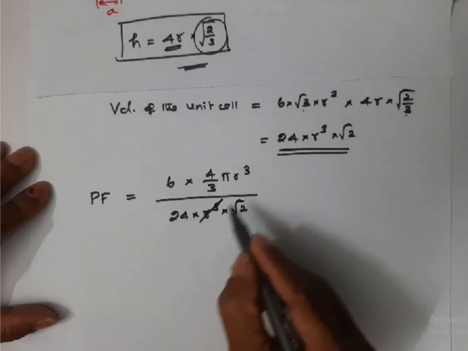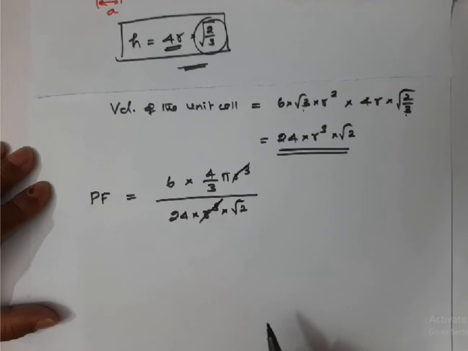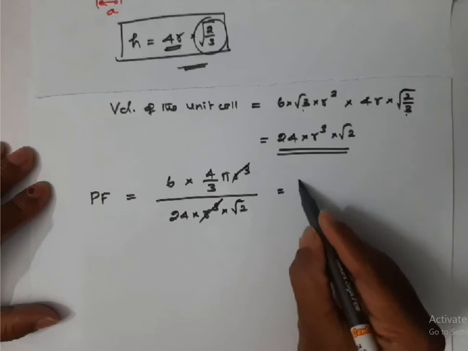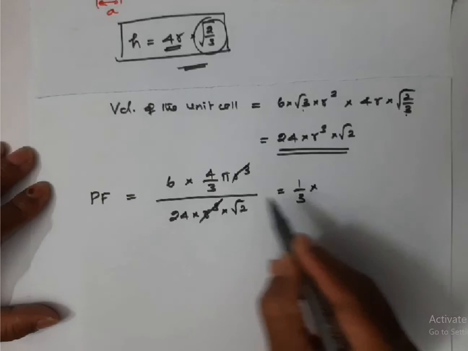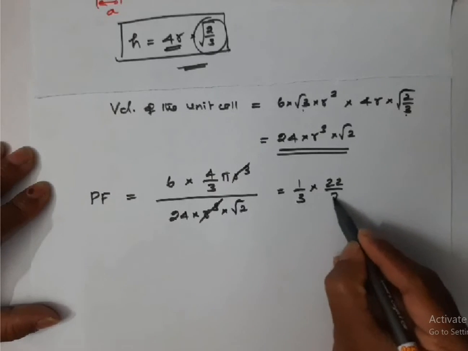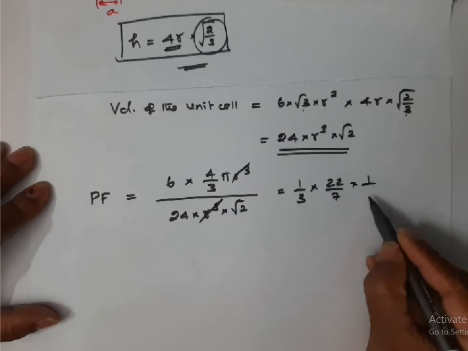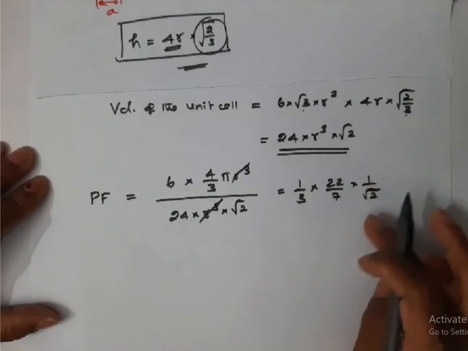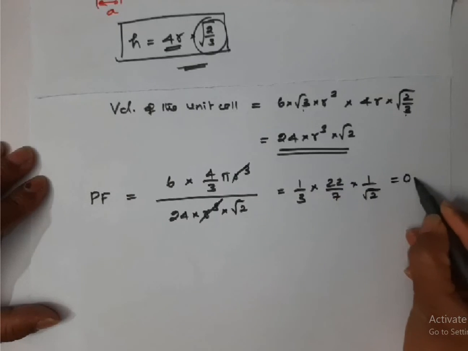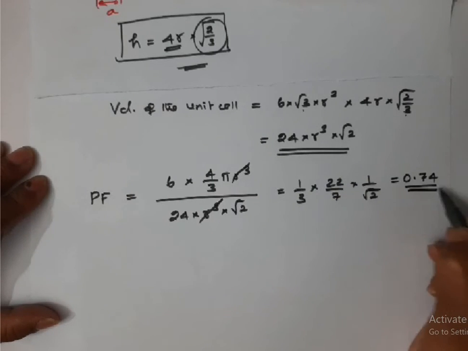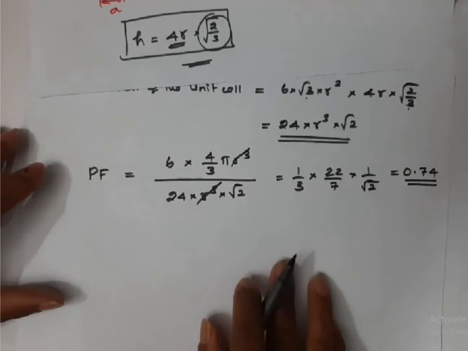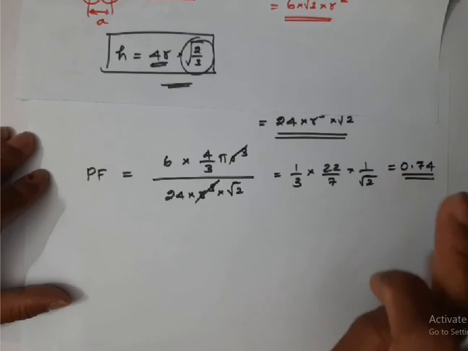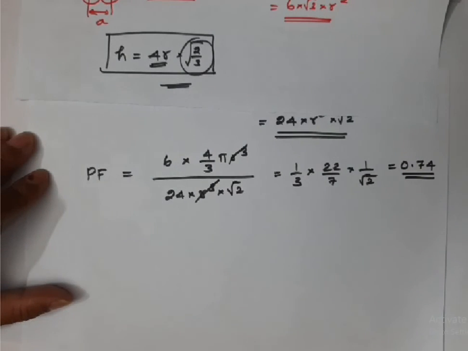Right? This r cube and this r cube cancel. Here we have 24 and 24, they cancel. So you'll get 1 by 3 into pi, whose value is 22 by 7, into 1 by square root of 2. If you simplify this, you will get exactly 0.74. So the packing fraction for the hexagonal unit cell is 0.74, which is the same as the packing fraction for the FCC unit cell.